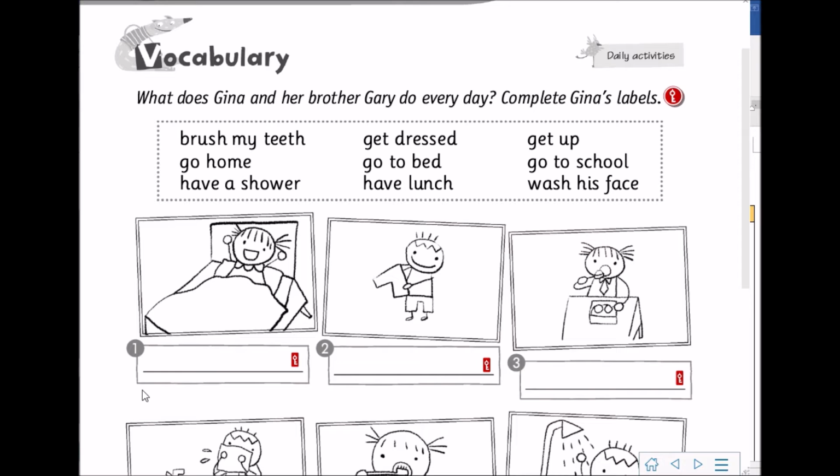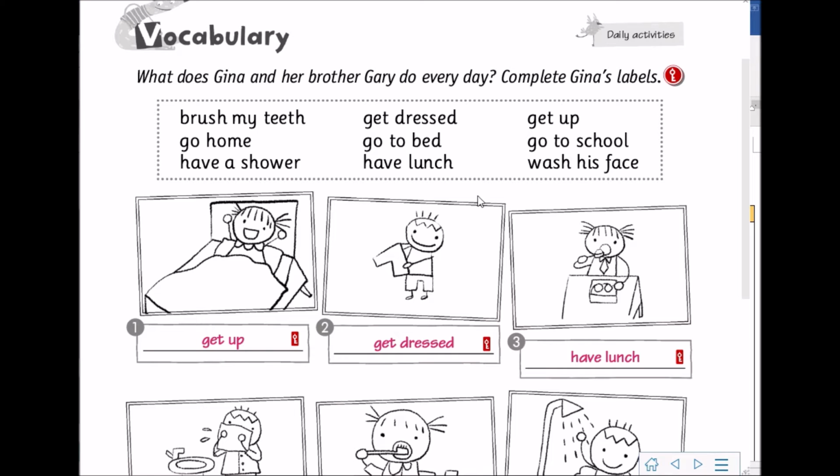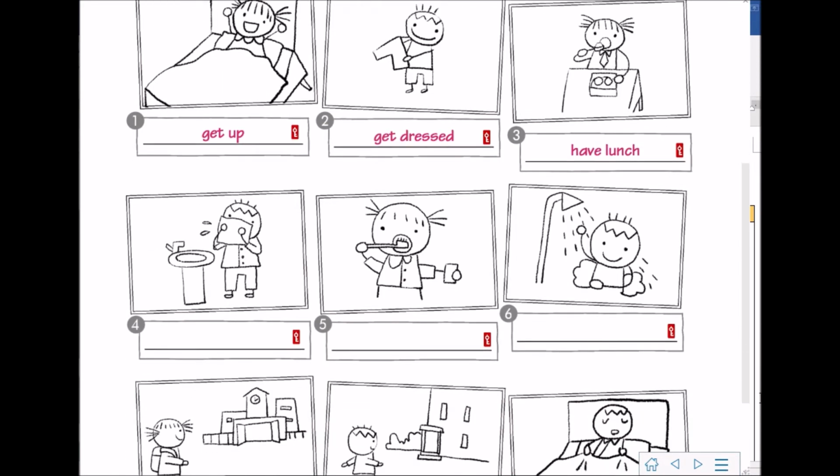Okay, so number 1 answer is get up. Number 2, get dressed. Number 3, have lunch. Yes, now we don't know what she is eating, but since there is no breakfast or dinner here, the answer should be have lunch because she is eating. And this one, number 4, wash his face. Number 5, brush my teeth.